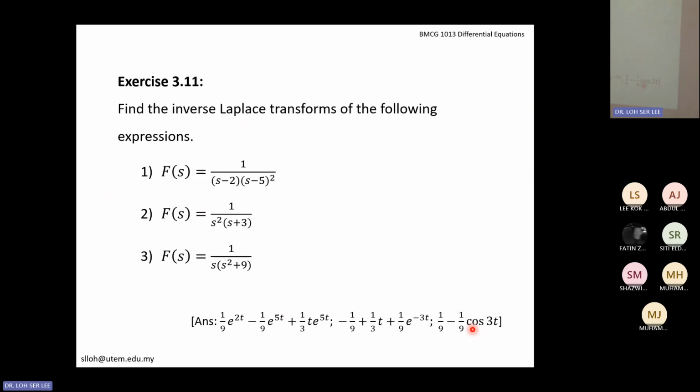You can use the first translation, but when the degree of the equation at the bottom is more than 2, for example this one, when you expand you get s cubed. This one you get s cubed, and this one you get s cubed as well. Completing the square is only for quadratics.